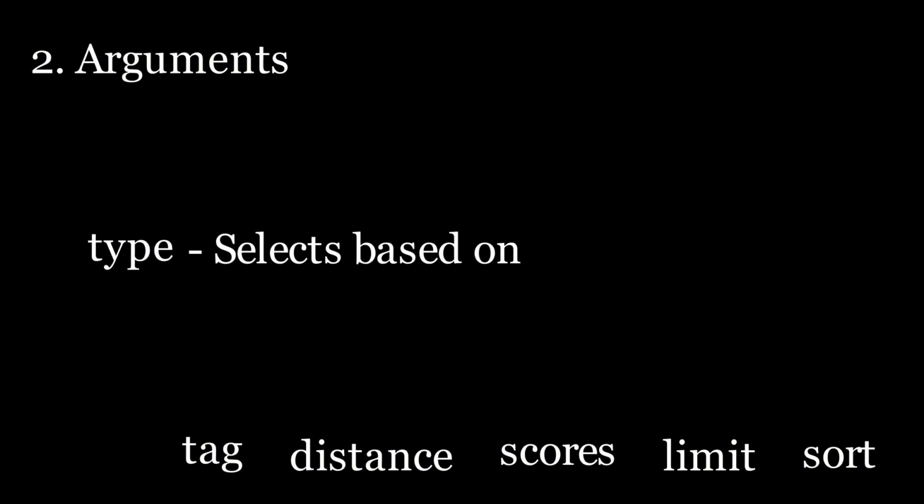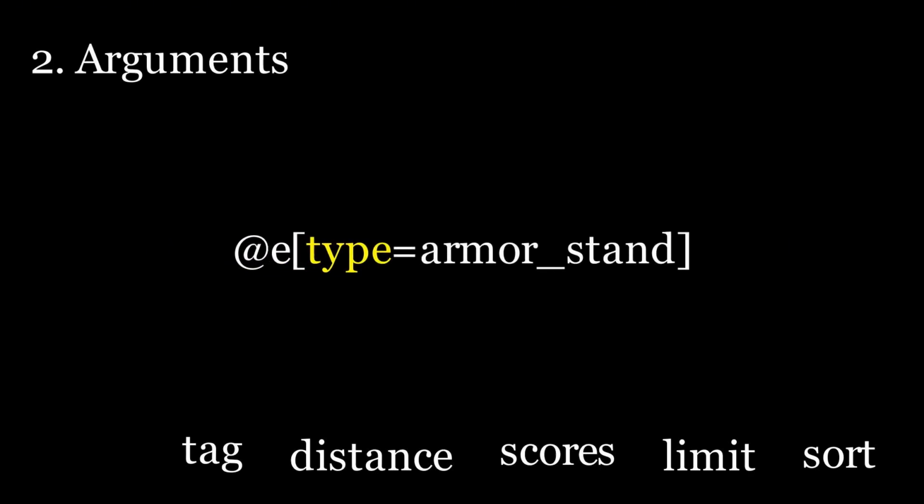These are all the arguments that we will go over in this guide. For a full list of arguments, see the Minecraft Wiki. Each of these arguments has the option of being negated. The first of these arguments is type. As mentioned earlier, type decides a target based off of its entity type, like player, armor stand, etc.